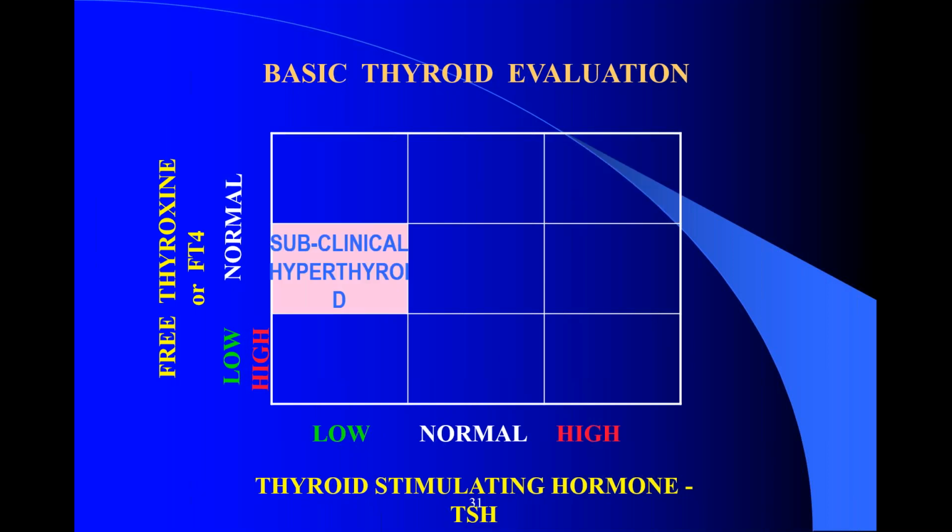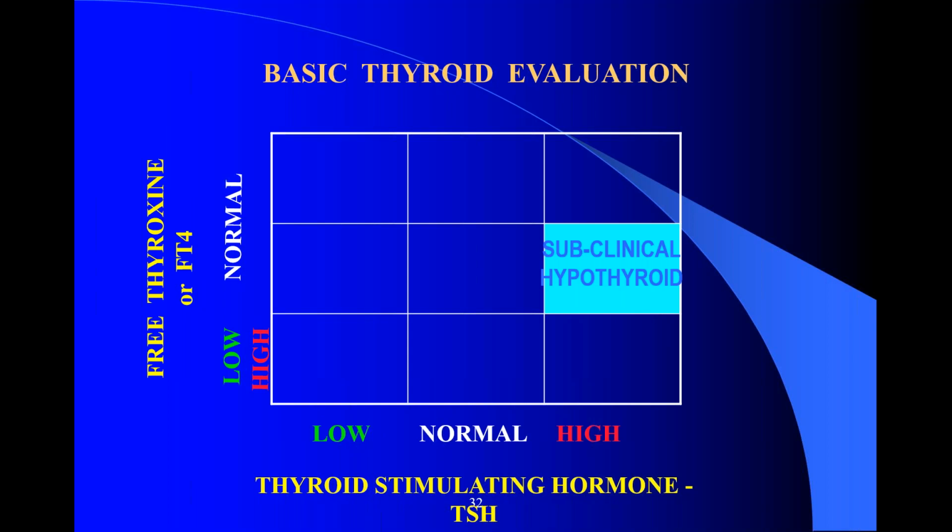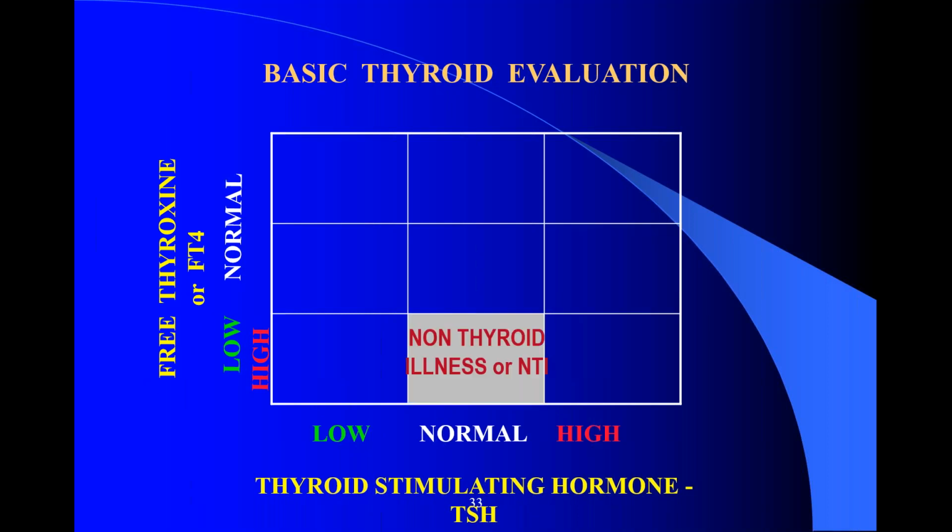So you can use these 9 boxes depending on whether TSH is low, normal or high, and thyroxine is low, normal or high. According to that you will get the diagnosis. Like if TSH is high, raised, not very high, raised, but T4 is normal, in that case you will have subclinical hypothyroidism. If T4 is low, in that case, it will be overt hypothyroidism.